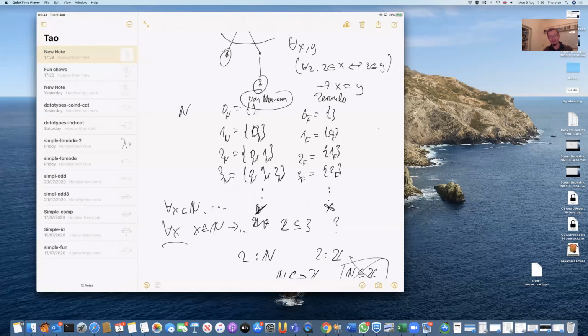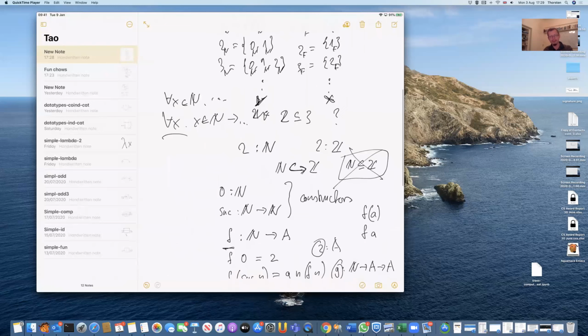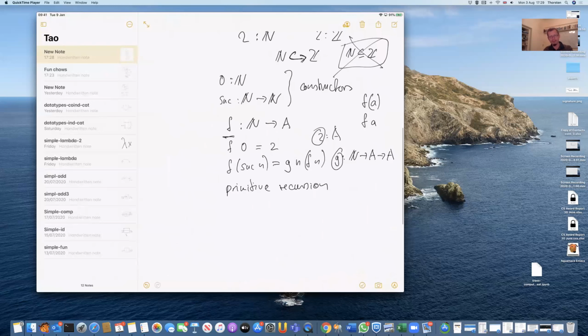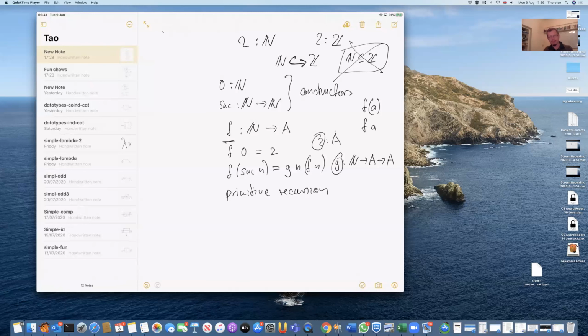But anyway, let's go back to type theory. In type theory, how do I define natural numbers? There's more than one way to define the natural numbers. Here is one. Natural numbers are an example of an inductive definition. So I define what the constructors are, and then in a way I turn a handle and I get this elimination scheme, which is basically primitive recursion.